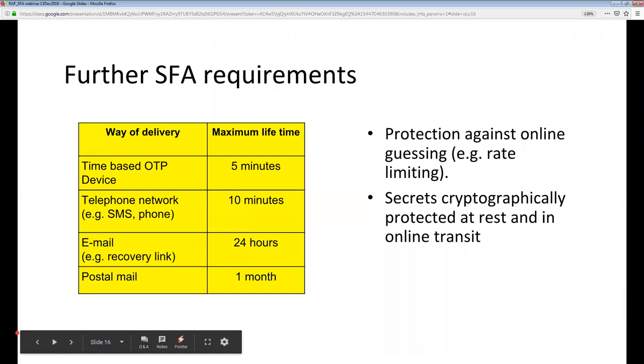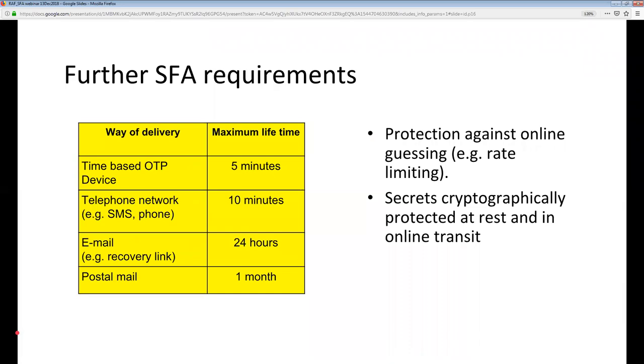So we have another three criteria dealing with the authentication factor itself. What we can see on the left side of the table is the maximum lifetime of the secrets in case they are transmitted. We have defined different lifetimes depending on the way of delivery. For example, if an SMS is used, the secret lifetime must not exceed 10 minutes.